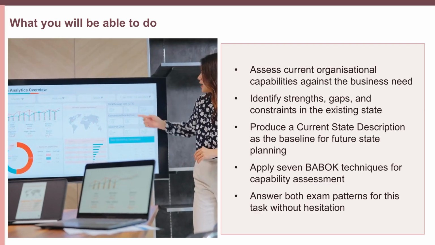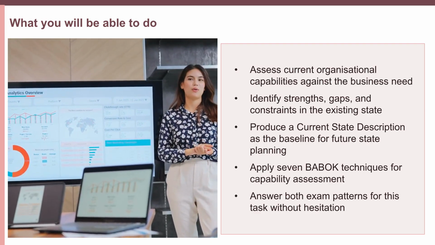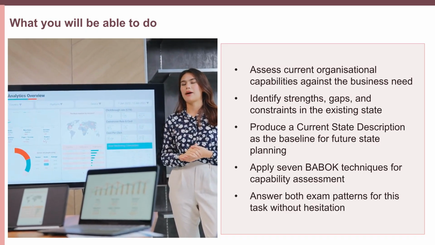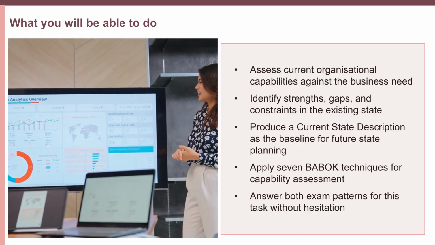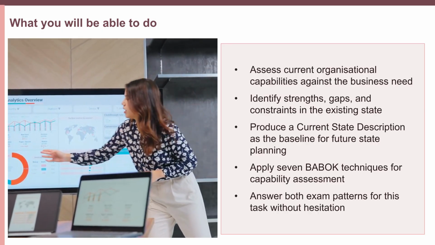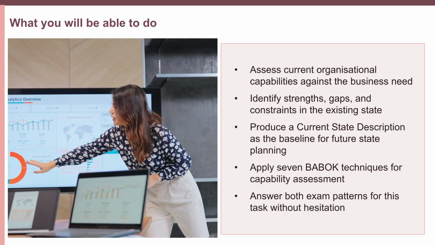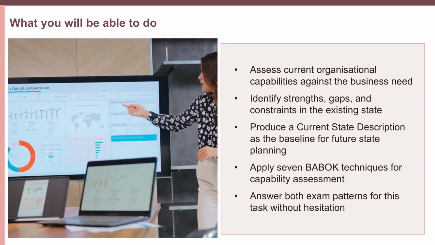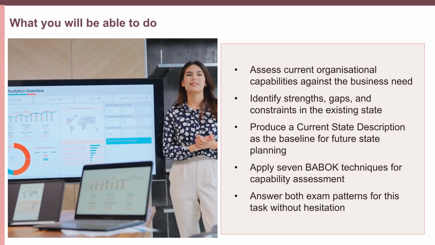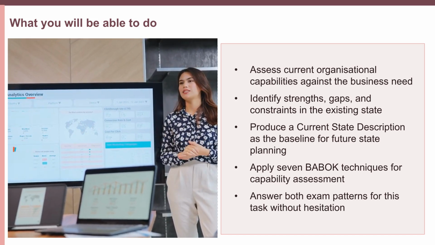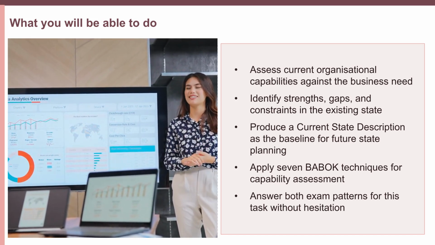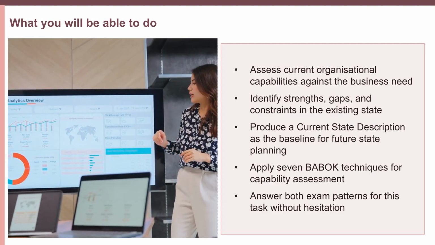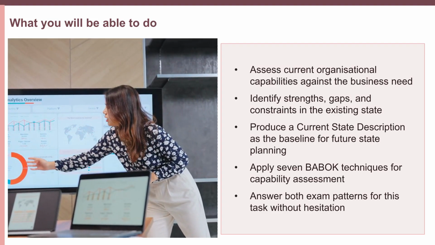By the end of this lesson, you will be able to assess current organizational capabilities in relation to a stated business need, identify the strengths, gaps, and constraints that define the current state, and produce a current state description that serves as the baseline for all future state planning. You will also be ready for exam questions that test what the output of this task is called, what the next step is after reviewing the current state in a gap analysis, and how to identify the right first action when the business situation is unclear.